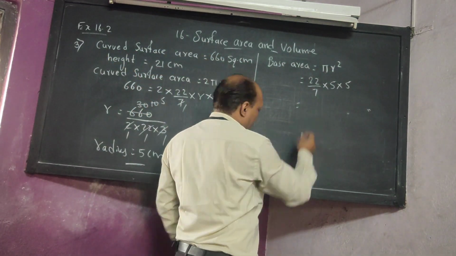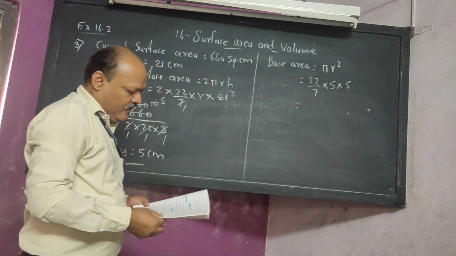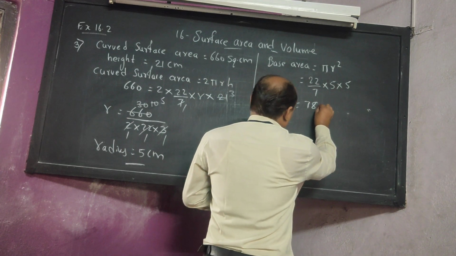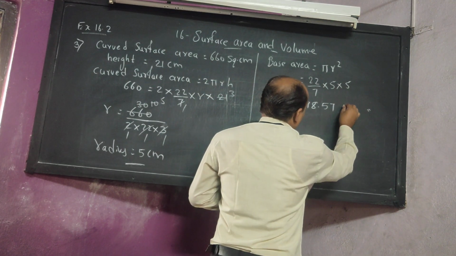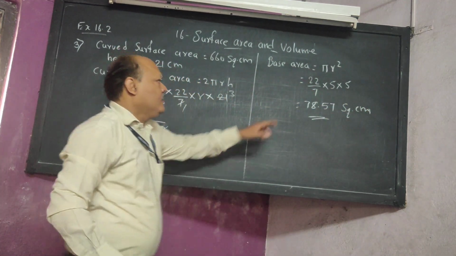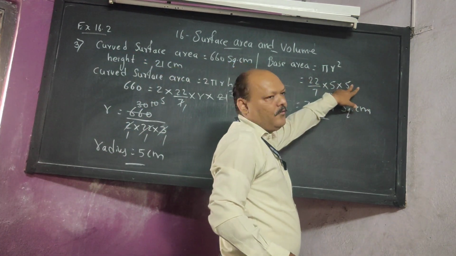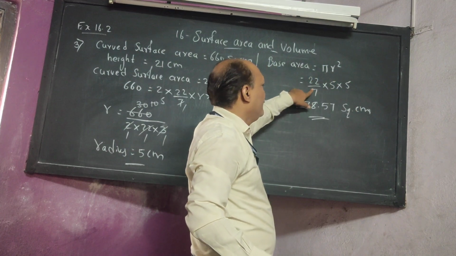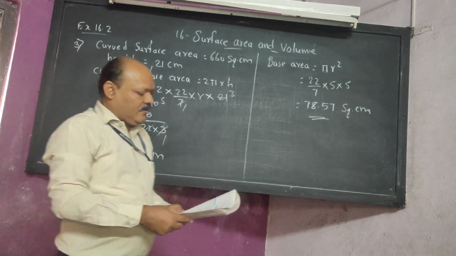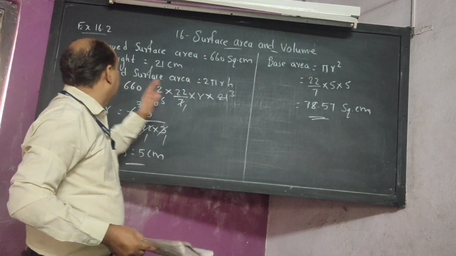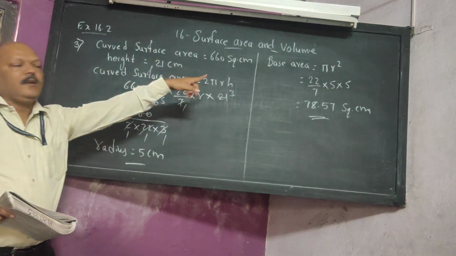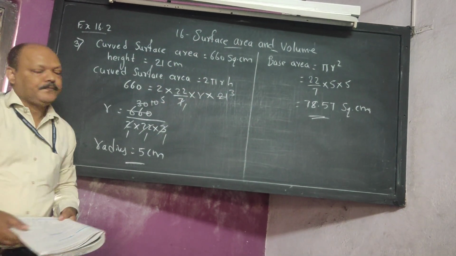When you multiply and divide, the final answer you are just writing here, that is 78.57 square centimeter. This calculation part I think you can do. You have to multiply 22 into 5 into 5 and whatever the answer comes you have to divide by 7. The answer you are going to get 78.57 square centimeter. I hope all of you understood this is the sum number 3. In this sum, first you have to find the radius and then you have to find the base area. Clear everyone?